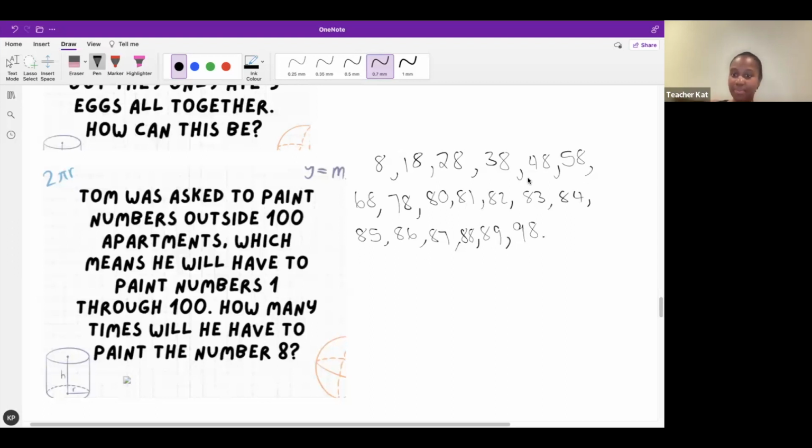Okay, let's count. 1, 2, 3, 4, 5, 6, 7, 8, 9, 10, 11, 12, 13, 14, 15, 16, 17, 18, 19, 20 times. Did I count that properly? Remember, 88 has 2 of them. So it's 20. 20 times.